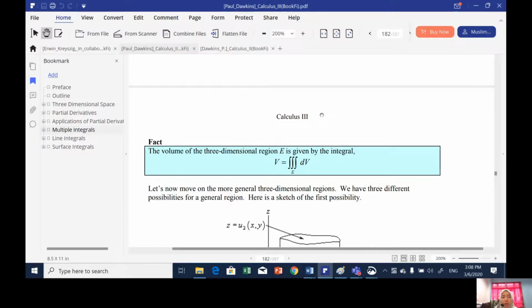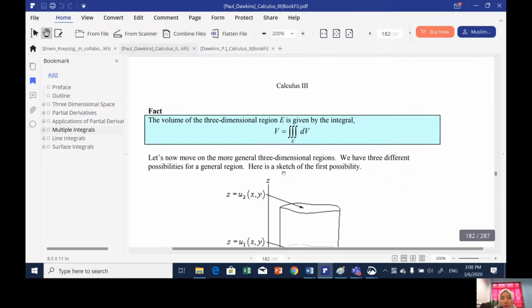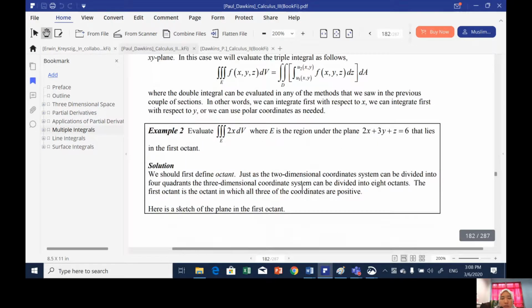So we continue to the triple integral in Cartesian based on the dV. This is example 2. Let's see how we can solve the triple integral. Evaluate the triple integral of 2x dV, where E is the region under the plane 2x plus 3y plus z equal to 6 that lies in the first octant.